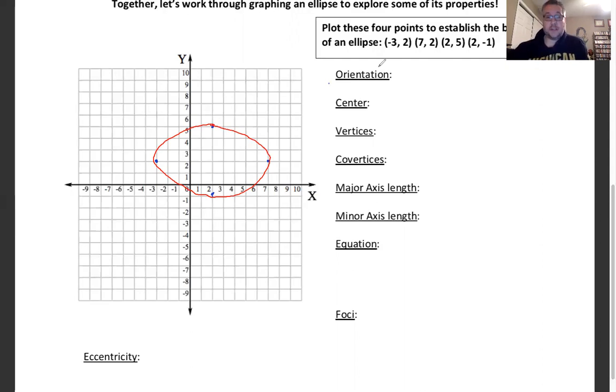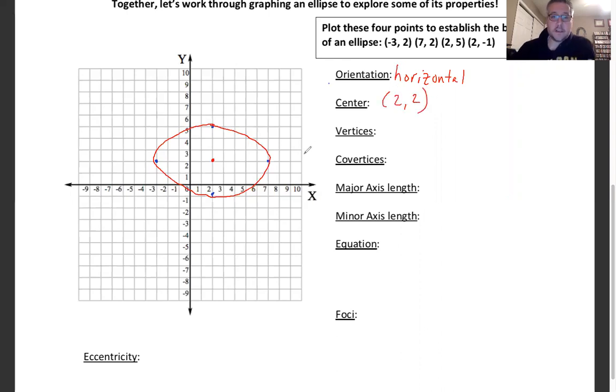Now let's answer some questions about some particular features of the ellipse. The orientation of this one is called horizontal, and the reason it's horizontal is because it is wider than it is tall. And we'll get to something called the major axis in just a moment, but whichever way is the bigger way is the orientation. So this one's horizontal because it's wider. The center is right smack dab in the middle of the thing. So we can see visually that the center is right here.